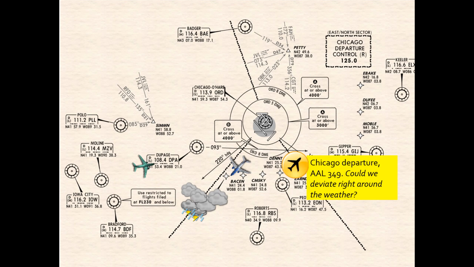Go ahead. Chicago departure, American Airlines 349. Could we deviate right around the weather?